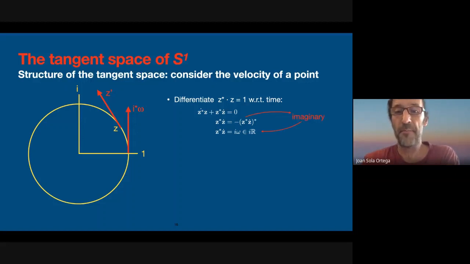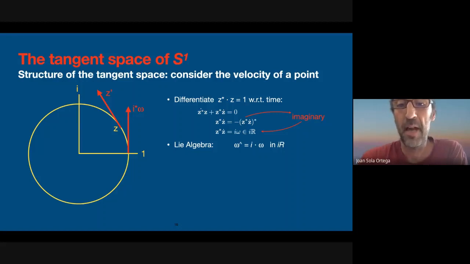Okay, the Lie algebra is I times omega, and when we abstract the notation for Lie algebras of any group, we use this hat marker. Okay, we will write omega hat equals I omega. Okay, and this omega hat will always be an element of the Lie algebra.